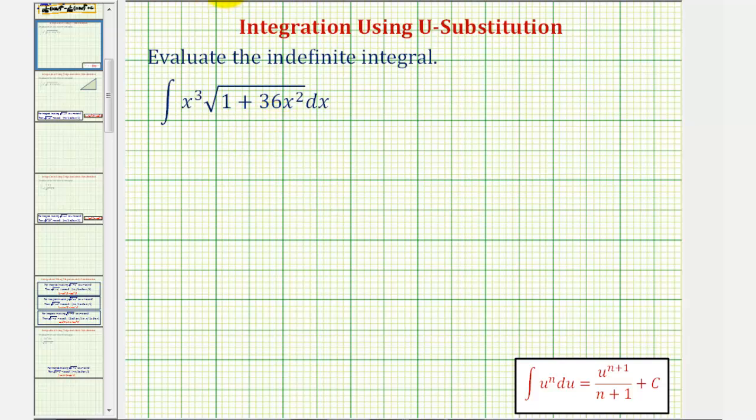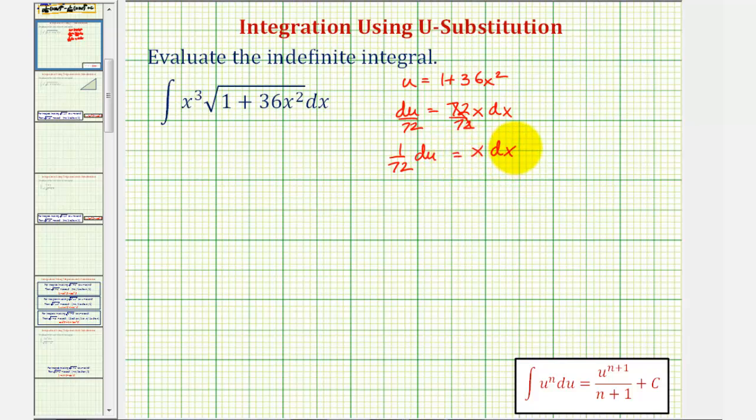But in this case, we're going to let u equal the radicand of 1 plus 36x squared. So if we let u equal 1 plus 36x squared, notice that differential u would be equal to 72x dx. So if we divide both sides by 72, we could say that 1 divided by 72 differential u equals x dx.